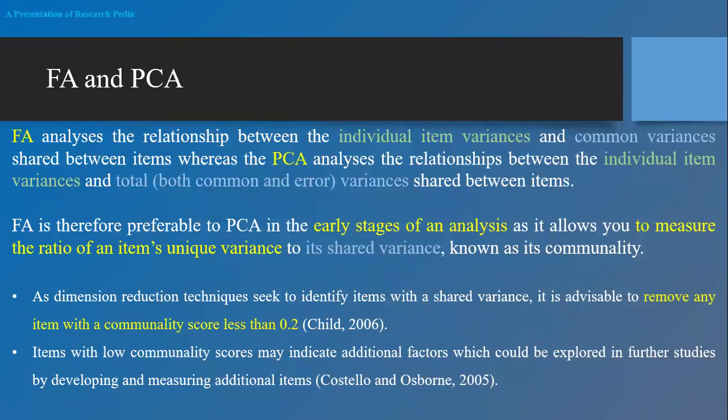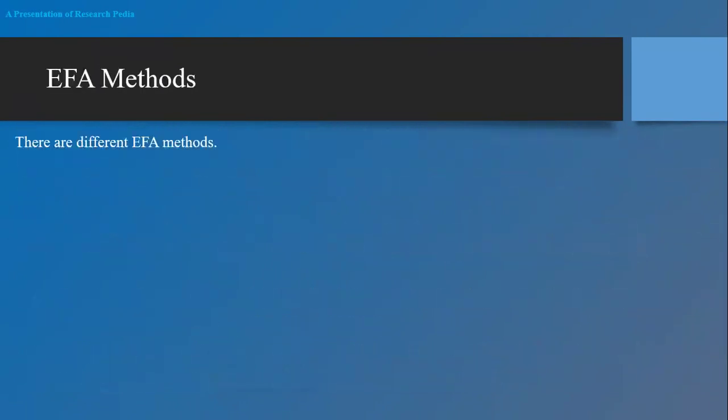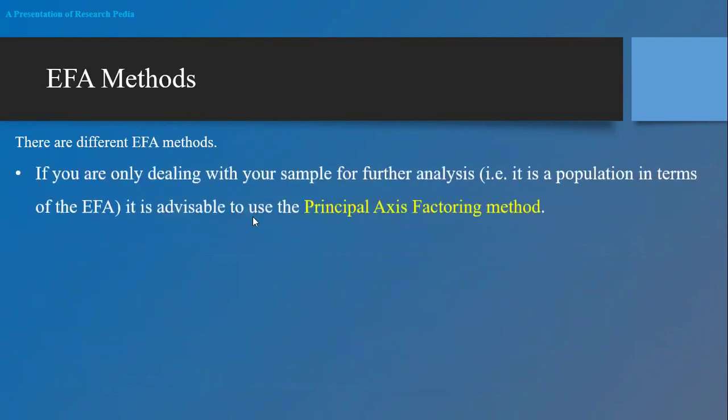So I was discussing that the item with communality score less than 0.2 should be removed. This is the process that we will follow in EFA. There are two EFA methods. If you are only dealing with your sample for further analysis, for example, it is population in terms of the EFA, it is advisable to use the principal axis factoring method. This is basically the most common method that we use as a part of EFA.